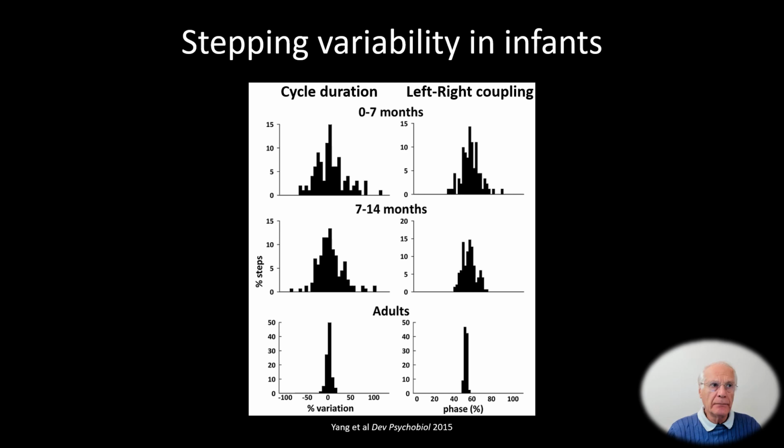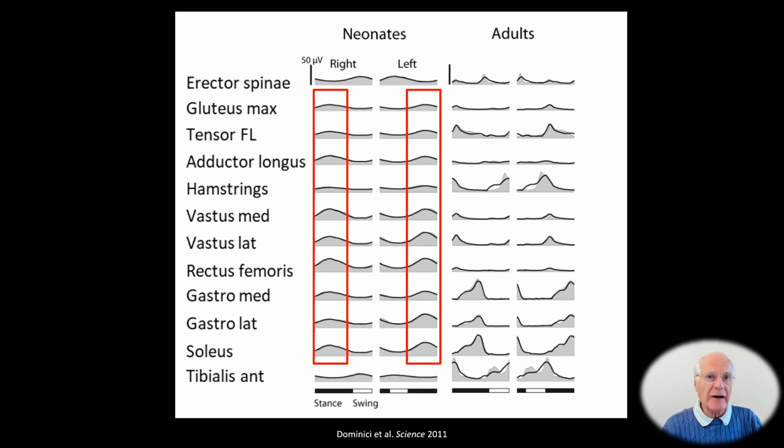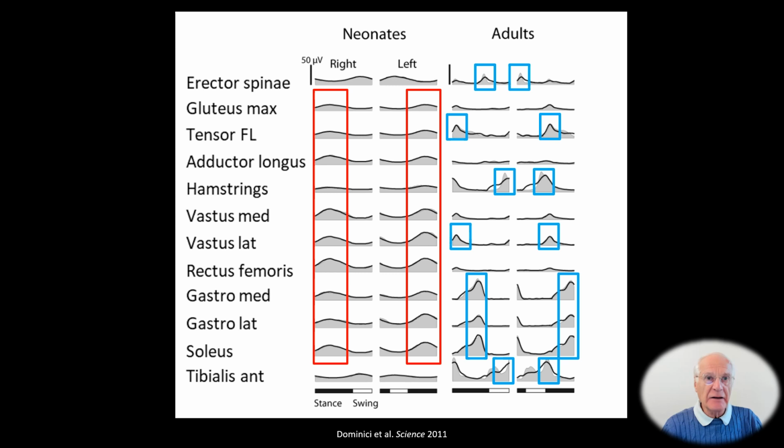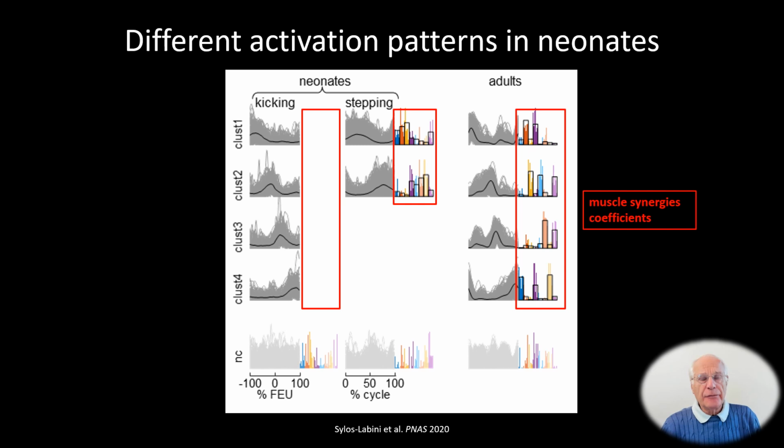We recorded the electromyographic activity in multiple muscles during neonatal stepping. Rectified activity shows extensive coactivation of many muscles in neonates, in contrast with the fractionated muscle activation of adults. If we factorize the electromyographic activity of stepping neonates, we find two temporal activation patterns. One for limb extension during stance, and another one for limb flexion during swing. Adults show two additional patterns, one at heel strike and another one at foot liftoff. Therefore, the neonatal nervous system can express different motor patterns.